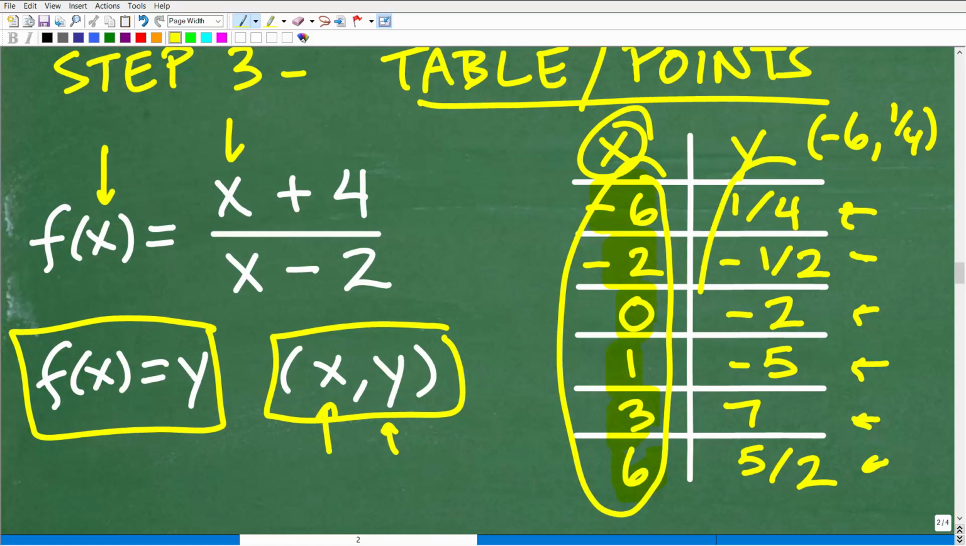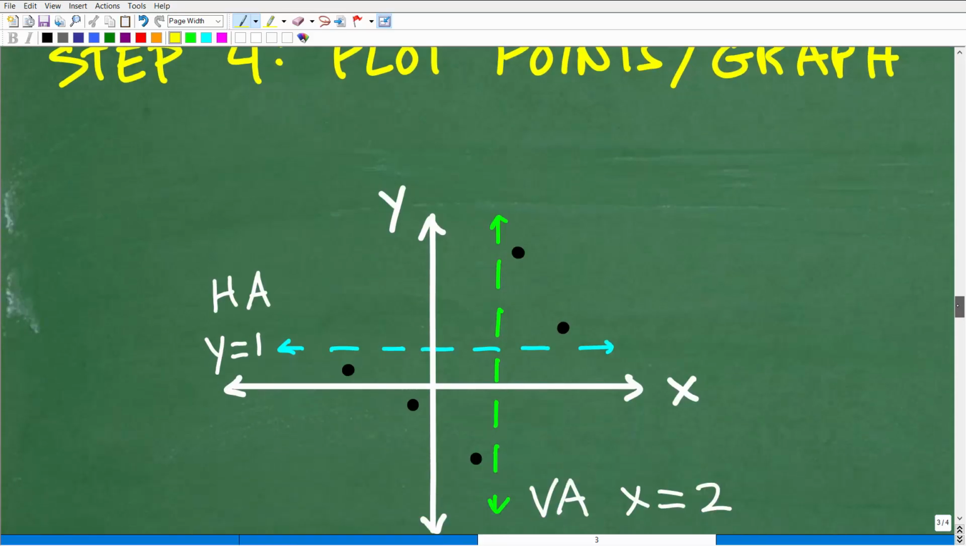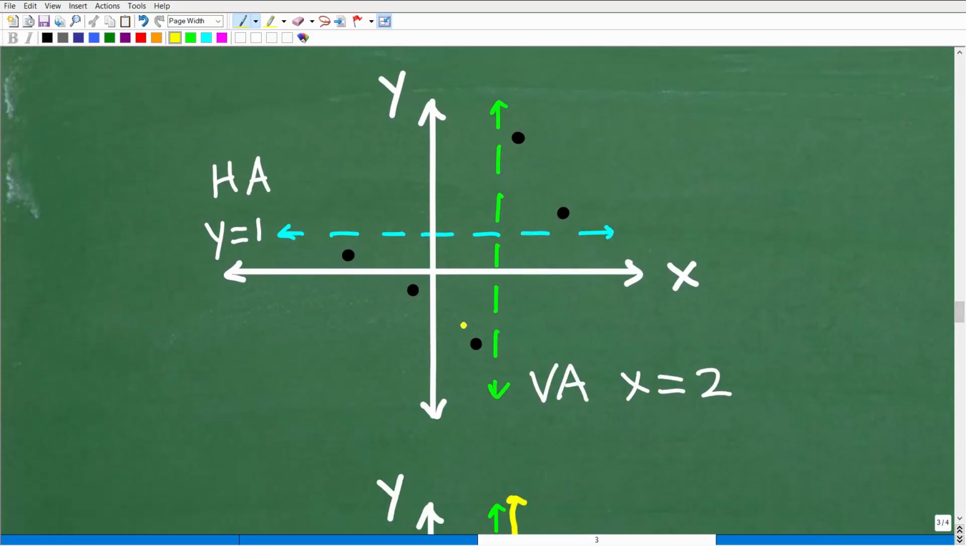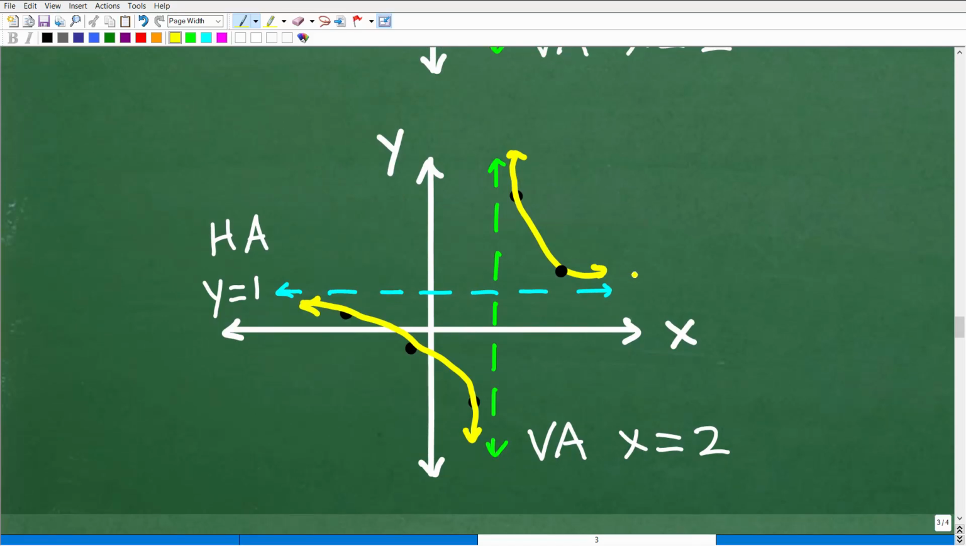All right, so now that we have our table, and all of these again are x, y points, let's go ahead and plot them, and then we're going to graph the function. So here, we'll plot these points, and this is just a really rough sketch, so you want to be as accurate as possible. It's always better to use graphing paper if you have it. So you would plot these points from our table of values, and then we're going to try to draw nice little branches through those points that show the behavior of the graph and the asymptotes.